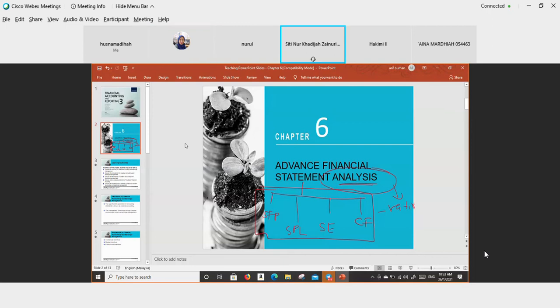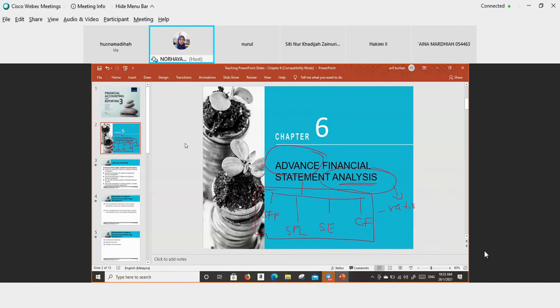You ingat tak? Ratio ada berapa ratio? You ada liquidity ratio, right? Liquidity, profitability ratio lagi, solvency ratio, am I right? Betul. Kan? So ini yang advanced part. Okay, advanced part of the financial statement analysis.